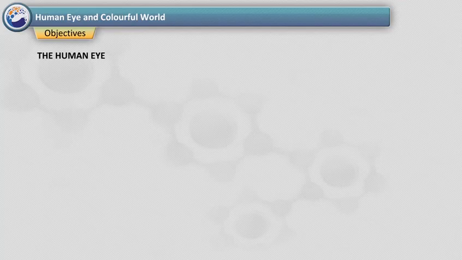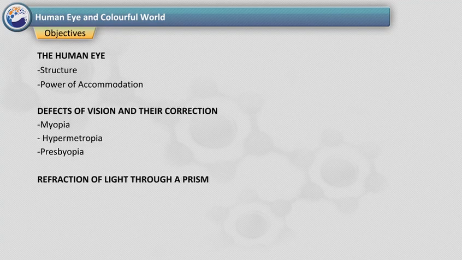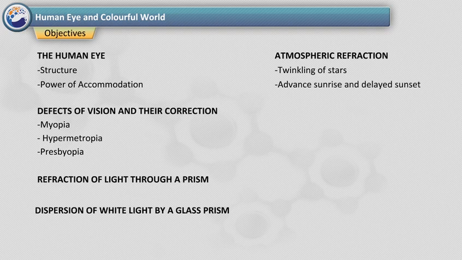Chapter 11. The Human Eye and the Colorful World. By the end of this chapter, you will be able to understand the human eye, structure, power of accommodation, defects of vision and their correction, myopia, hypermetropia, presbyopia, refraction of light through a prism, dispersion of white light by a glass prism, atmospheric refraction, twinkling of stars, advanced sunrise and delayed sunset, scattering of light, Tyndall effect.